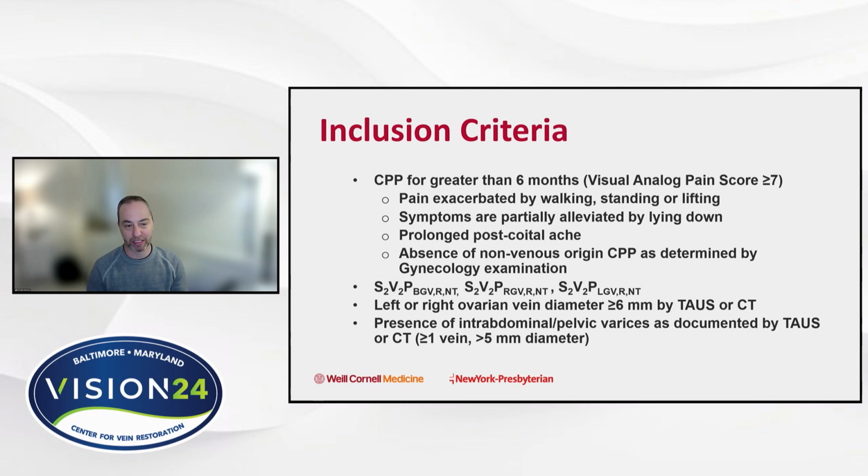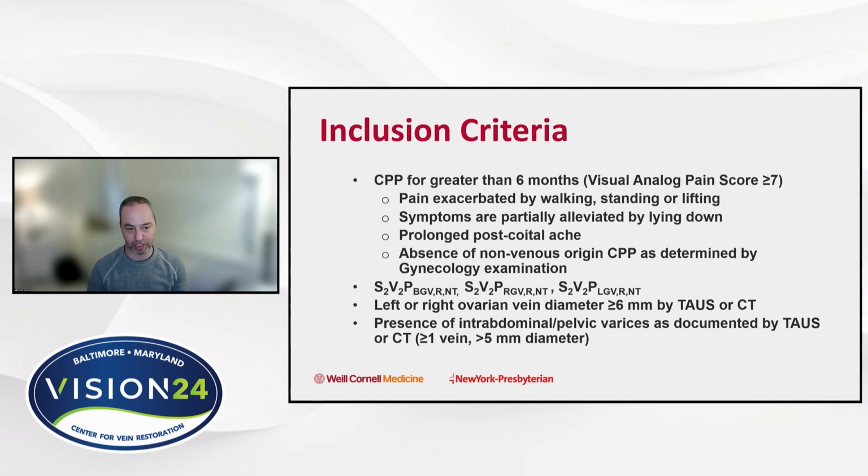And we want to know that it's exacerbated by typical disease-specific processes. So walking, standing, lifting, anything that pressurizes the pelvic vasculature. It gets better when they lie down and elevate the pelvis, so emptying that pelvic vasculature. Postcoital ache, we said, was a disease-specific component that we think is key, so we're incorporating it into this trial. And then absence of non-venous origin chronic pelvic pain, as determined by gynecologic examination.